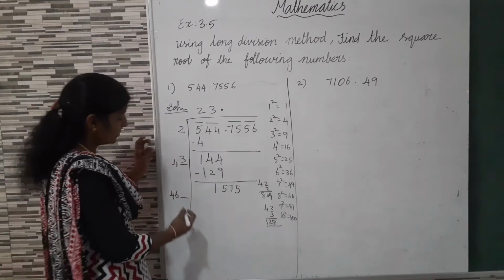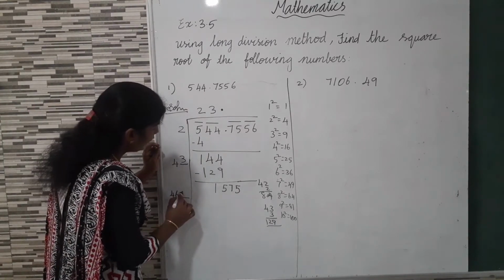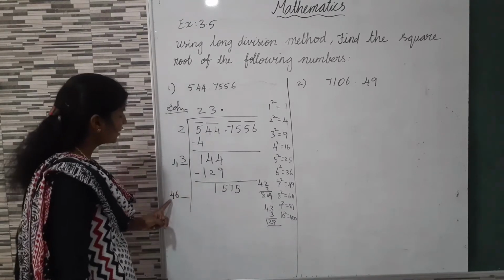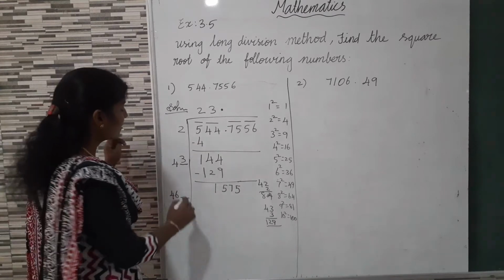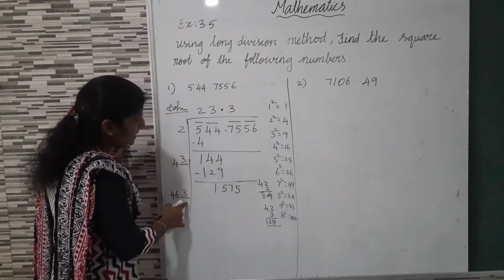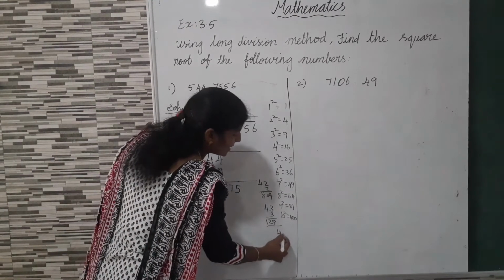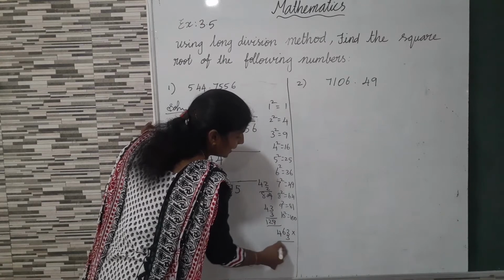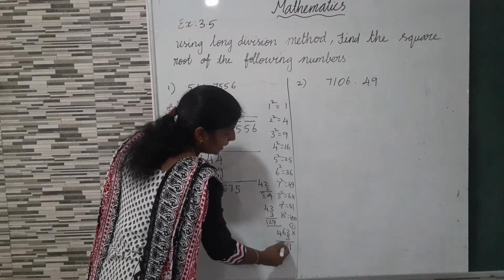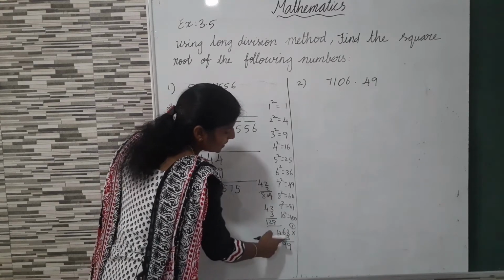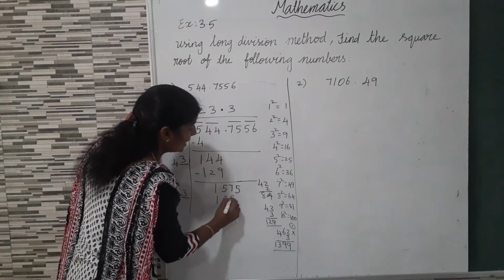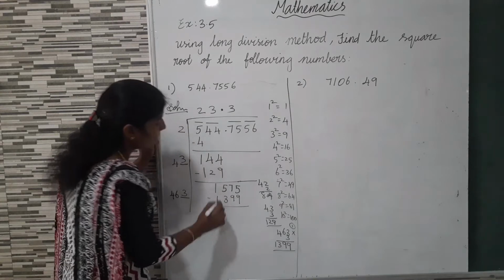Now here 1575 we need, isn't it? So we can add here 2 means 462 into 2, 800 or 900 we'll get. Otherwise we can add here 3, just to check it, 3 means 463. 463 into 3. 3 3s are 9, 1 balance. 6 3s are 18, plus 1, 19, 1 balance. 4 3s are 12, 12 plus 1, 13. 1389. Now we can subtract.